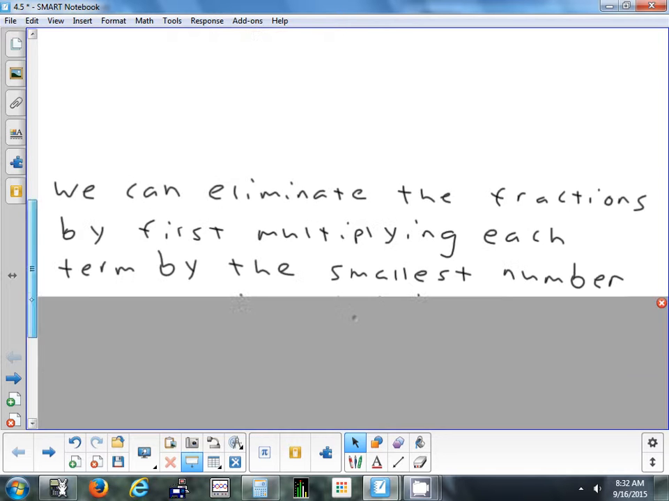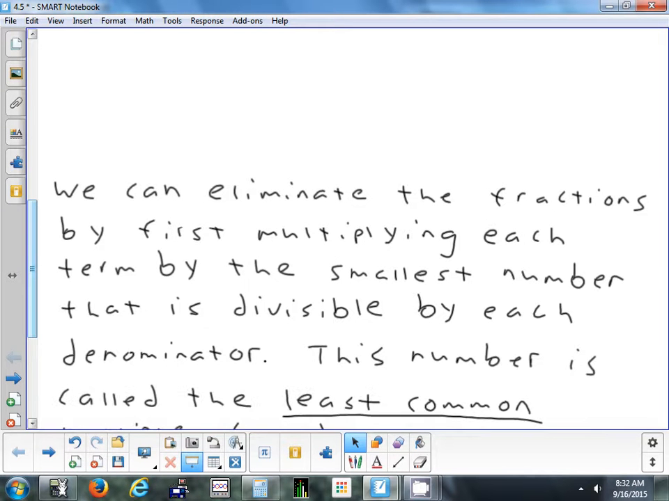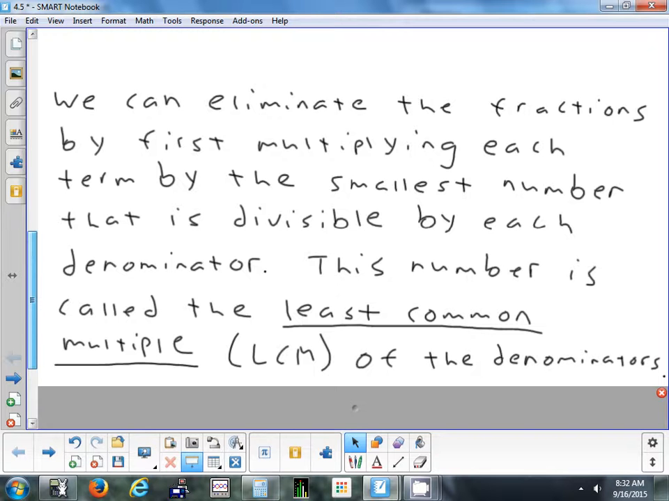All right, so the idea, I already said this to you guys, we can get rid of the fractions by multiplying everything by what's called the least common multiple. I'll probably just abbreviate that LCM. All right, so that's just for me to give you the big idea.